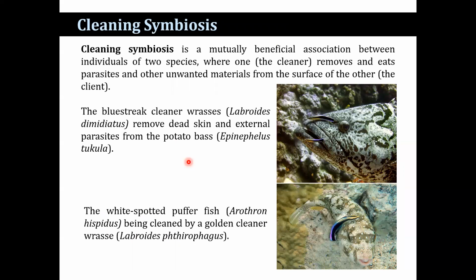Now, what is cleaning symbiosis? Cleaning symbiosis is a mutually beneficial association between individuals of two species, where one, the cleaner, removes and eats the parasites and other unwanted materials from the surface of the other's body, the client. And you see here, there is a blue-streaked cleaner wrasse that removes dead skin and external parasites from the potato bass. And here you see another example: a white-spotted pufferfish that is being cleaned by a golden cleaner wrasse.